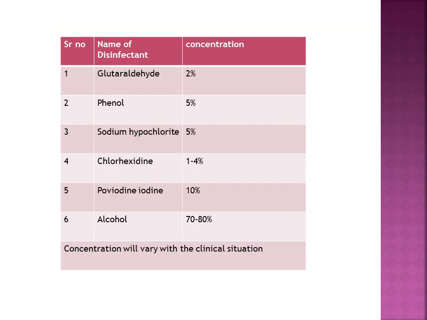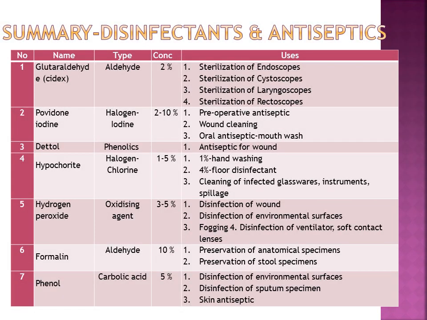This chart shows the concentration of the disinfectants: glutaraldehyde 2%, phenol 5%, sodium hypochlorite 5%, chlorhexidine 1 to 4%, povidone iodine 10%, alcohol 70 to 80%. So these charts suggest the summary of all the disinfectants.